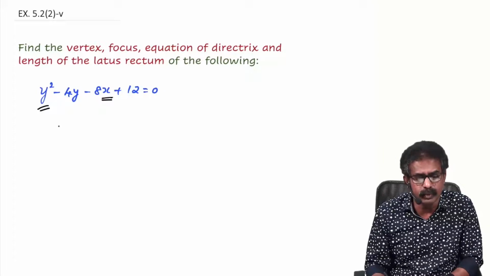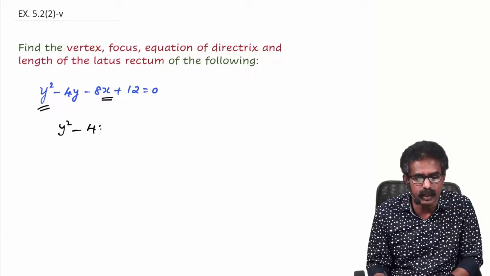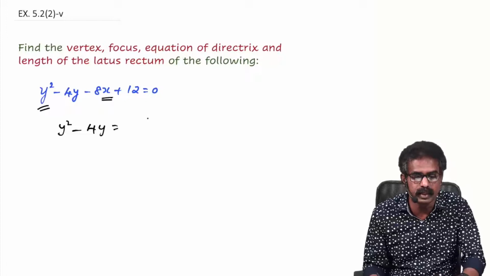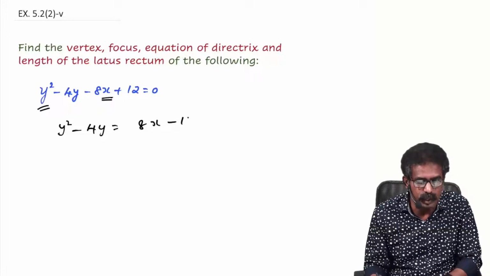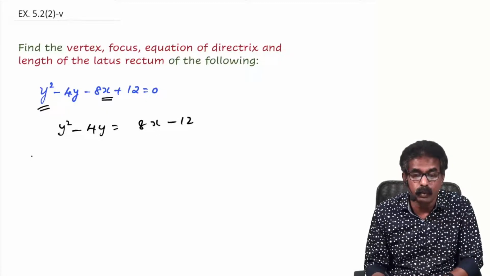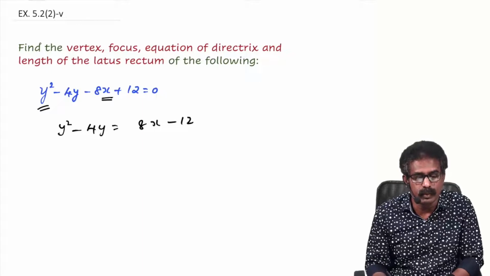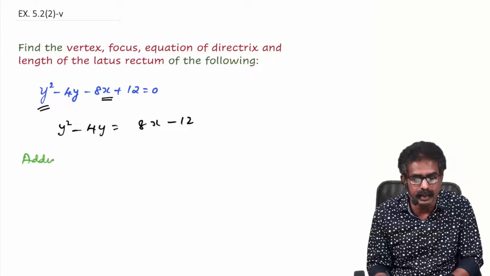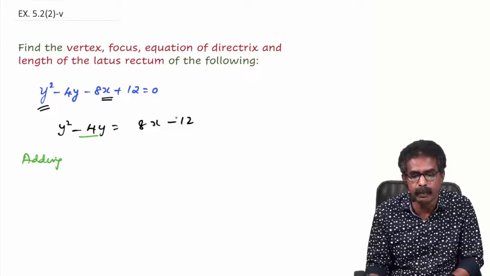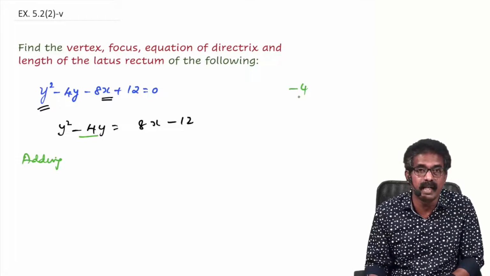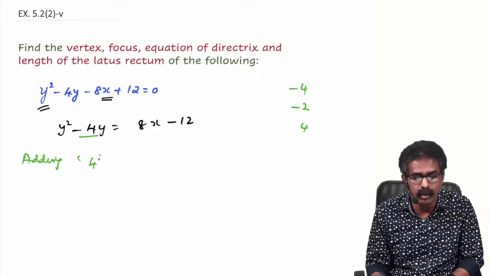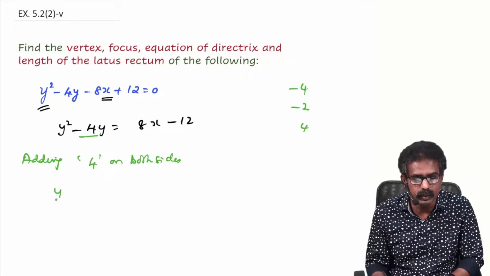So keep the y terms on one side. y square minus 4y equal to, taking the remaining to the right side, 8x minus 12. Completing the square method, the y square coefficient is 1 only. So we have to add a number. Can you tell me which number? The y coefficient is minus 4. Half of that is minus 2, square it, plus 4. So adding 4 on both sides: y square minus 4y plus 4 equal to 8x minus 12 plus 4.